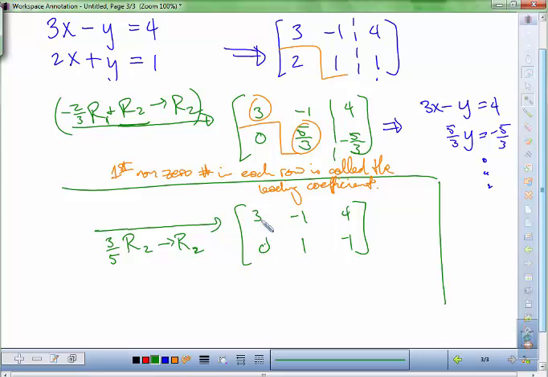We can also multiply the first row by 1/3, right? What's that going to do? That's going to give us a 1, -1/3, 4/3.